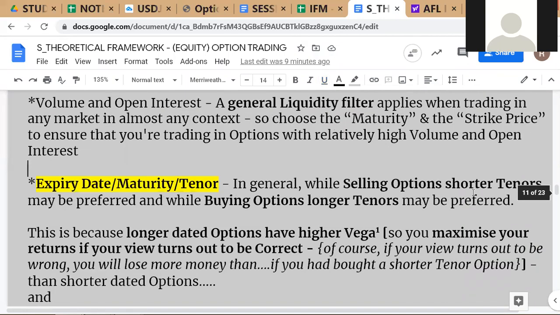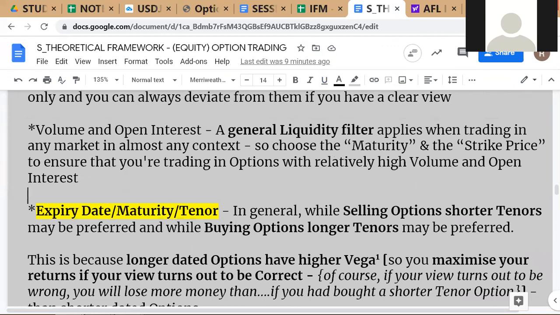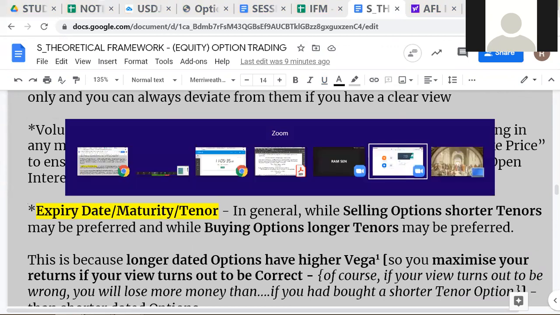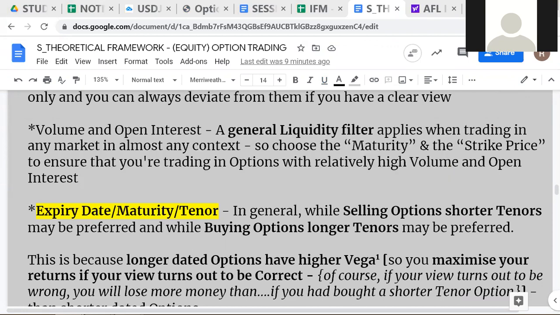Somebody's audio is not switched off. Yeah, all the people who are here, actually audio is on. Okay. Audio is off, so that's fine.